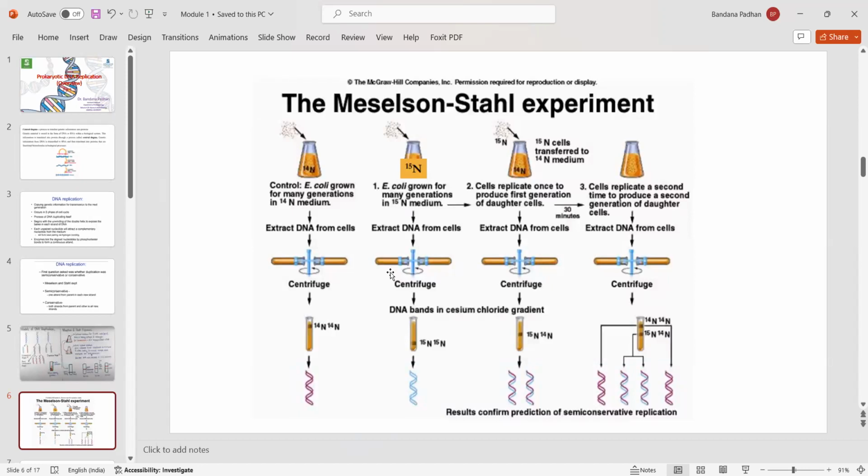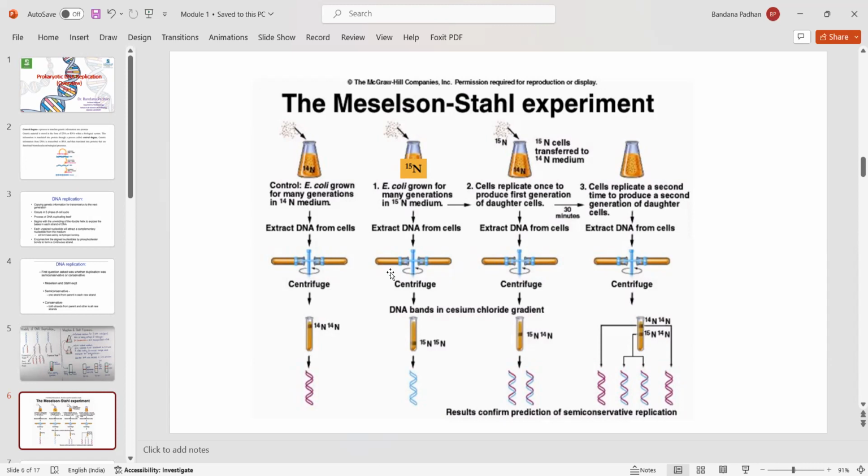So when they cultured the E. coli in heavy medium, the N15 medium, the band was a heavy band. And after the second generation, what they did, that same E. coli, they just cultured or replicated the E.